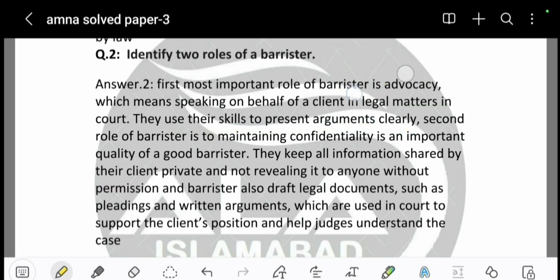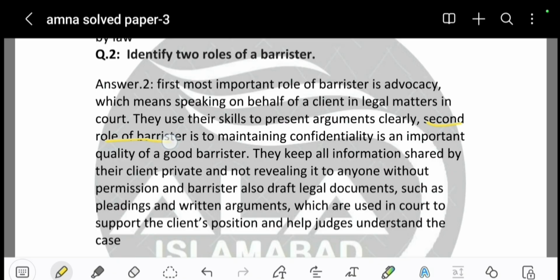So basically, how I wrote the answer is that I mentioned advocacy as their main role. After that, I explained advocacy in two lines. This is how you have to write your whole answer: first you write the role, and then you write the meaning or explanation of that particular role. Then I'm adding the second role.